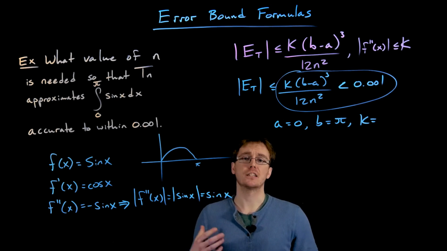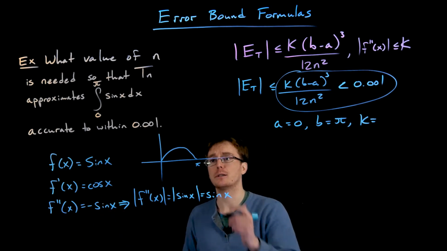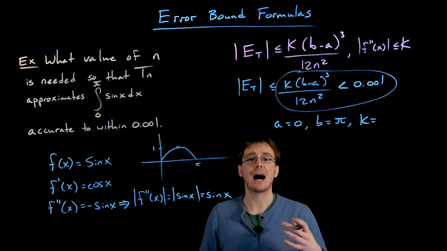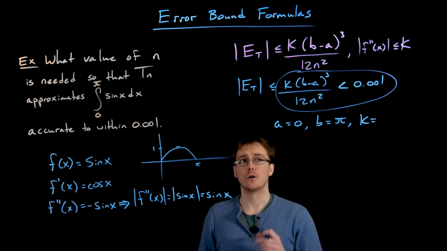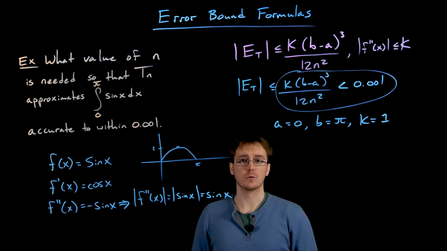And remember, k is just the upper bound or the maximum value of the absolute value of our second derivative. And so we can see, or we can just remember that our sine function has a highest point at 1. So for this example, k is going to be equal to 1.